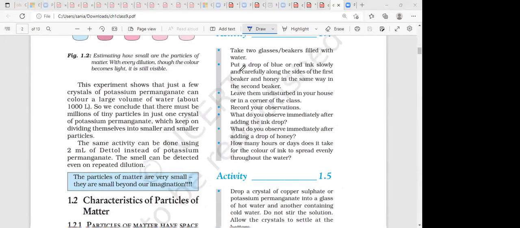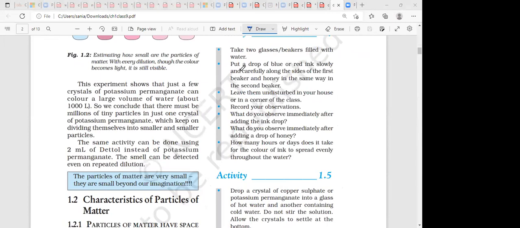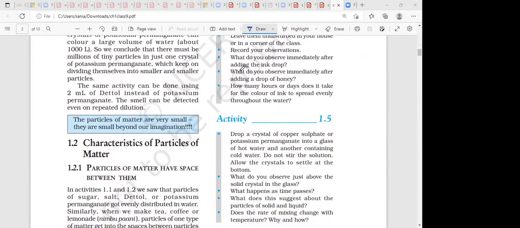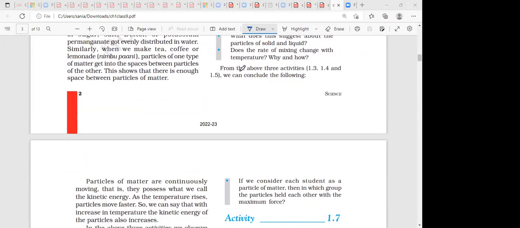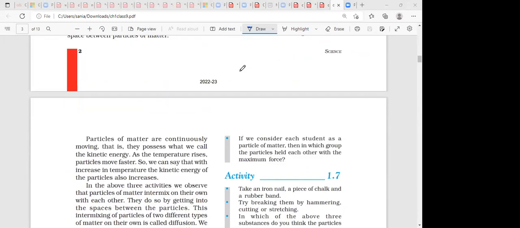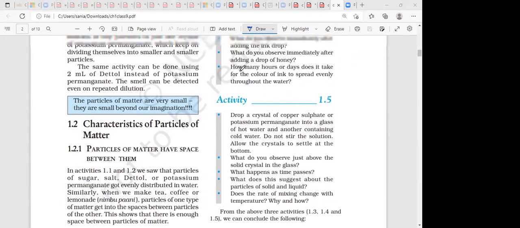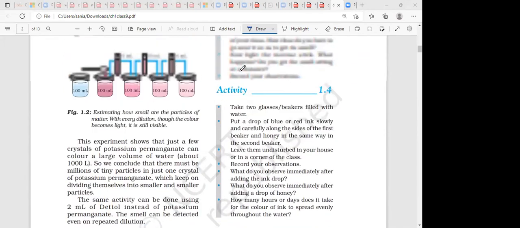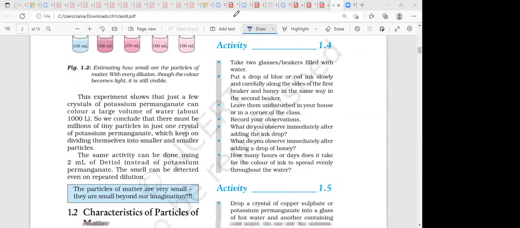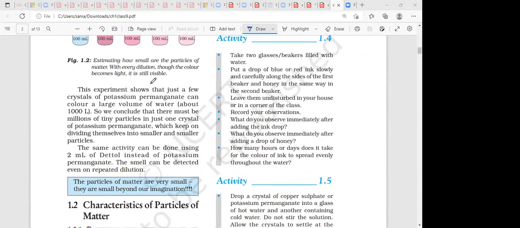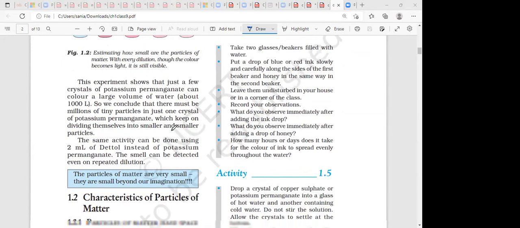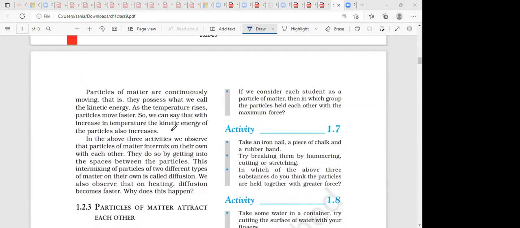Particles are very small, which we cannot see through our naked eyes. Yes, very good. Okay. So Adil, do particles have space between them? Yes. Okay. And Jeba, do particles continuously move or are they still? No, they continuously move. Okay, great. I think you people revised it.